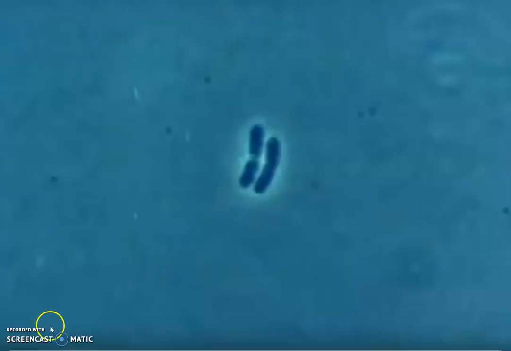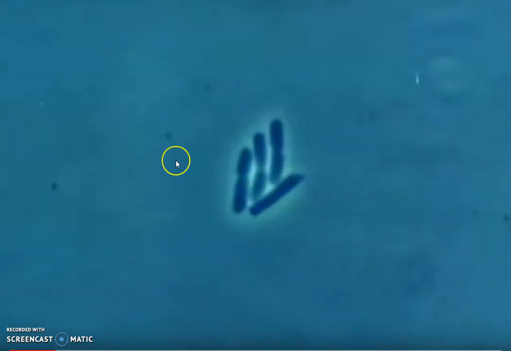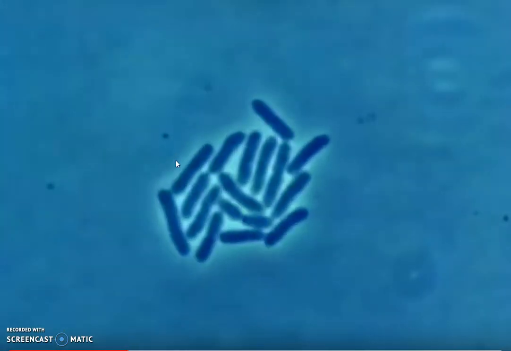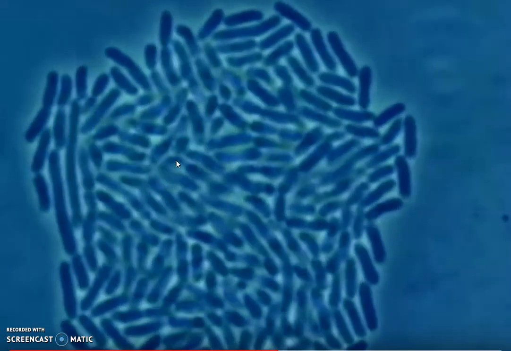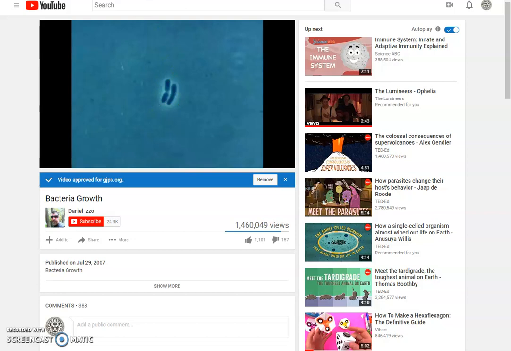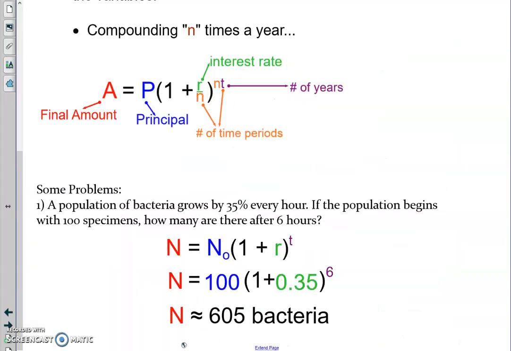So here we go. Let's take a look. This bacteria is simply doubling. Every 20 minutes, this bacteria is doubling. And it doubles every 5 minutes. And after an entire day, you get over 5,000 million bacteria, which is pretty gross. But anyways, that's how bacteria grows. It grows exponentially.